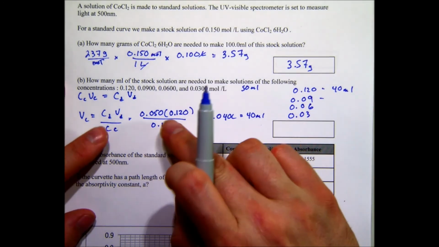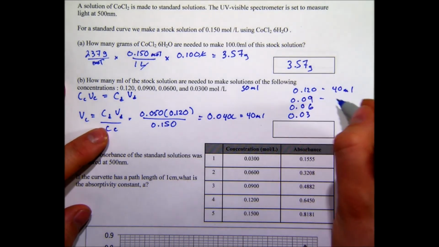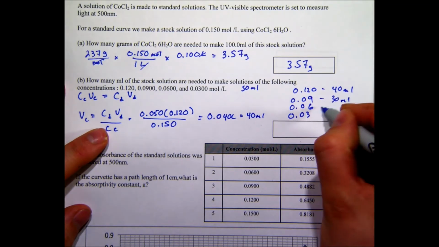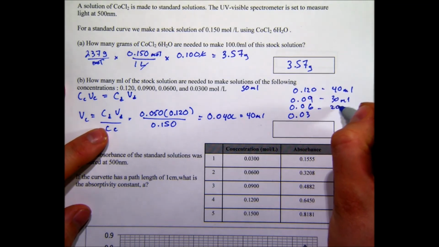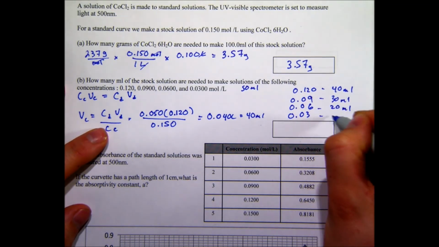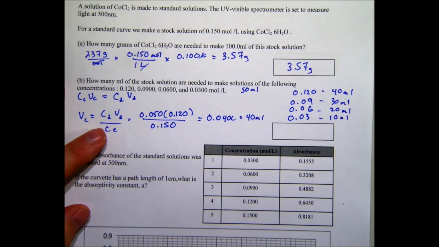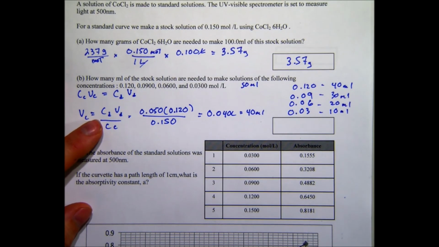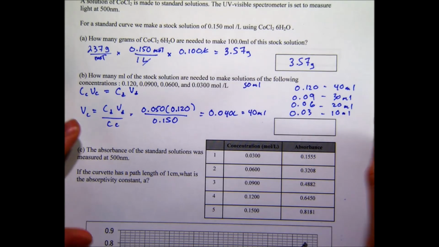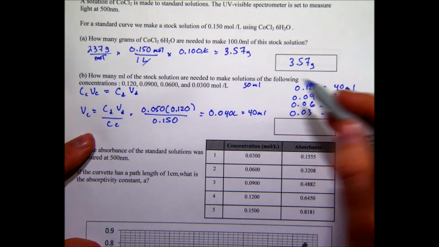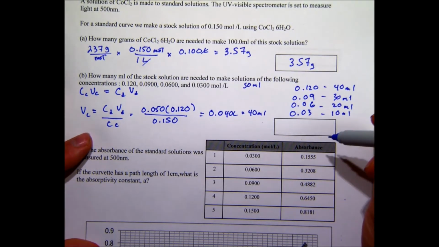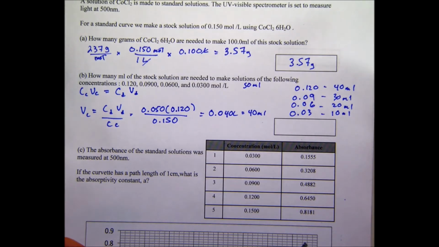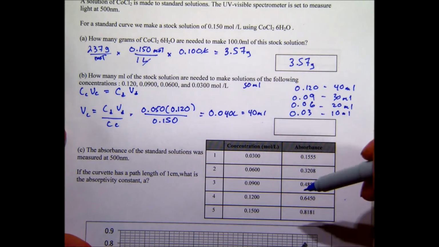You can go through and do these calculations, but for the interest of time, we're just going to realize that those calculations would give you 30 mils, 20 mils, and 10 mils of solution. And you would put those into a volumetric flask and then dilute with deionized water, and now you have all of your standards, including a blank.